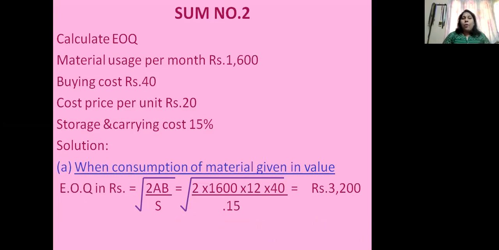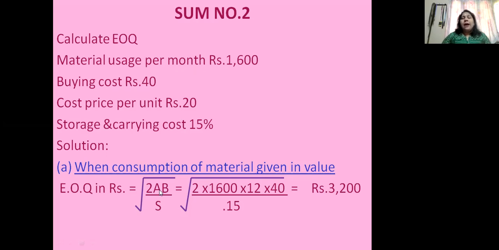Let me check one more problem. Calculate EOQ. Material usage per month is rupees 1600. See this problem, the material usage is given, that too for a month, and given in rupees. If the usage is given in rupees, what formula do I advise you to follow? Root of 2AB divided by S.